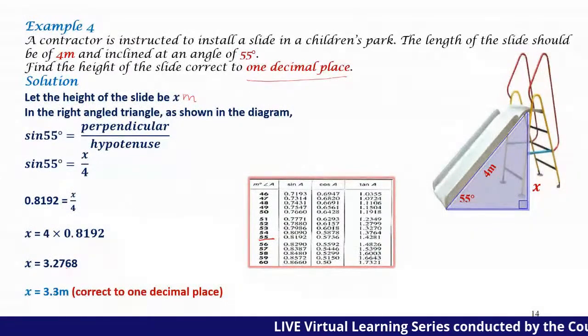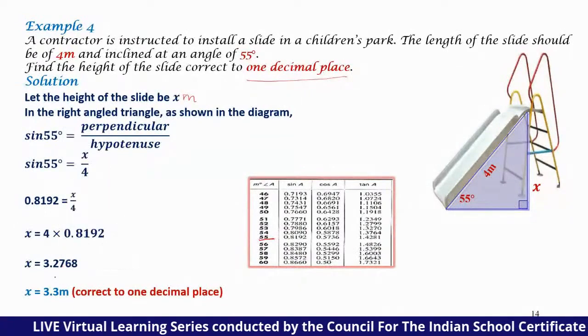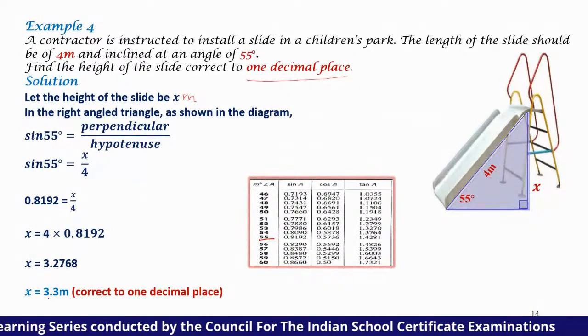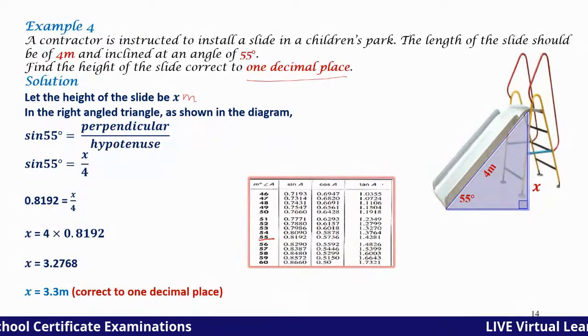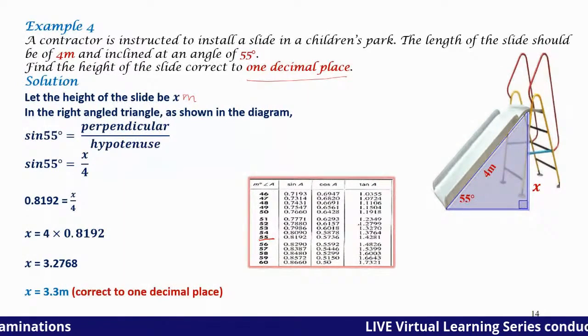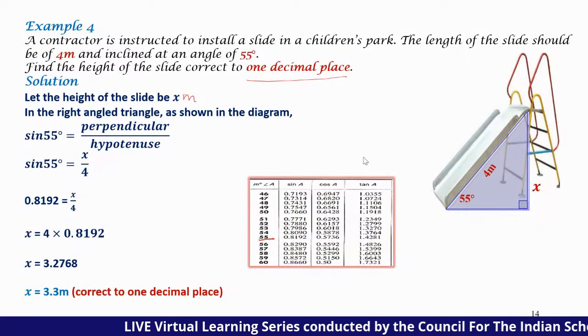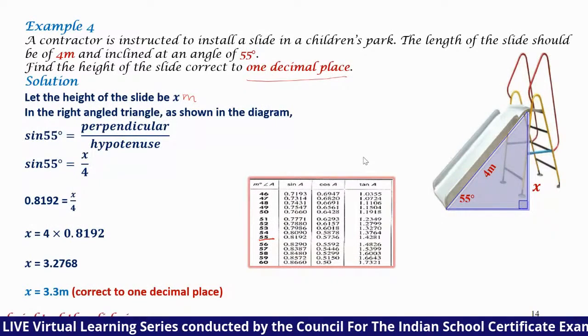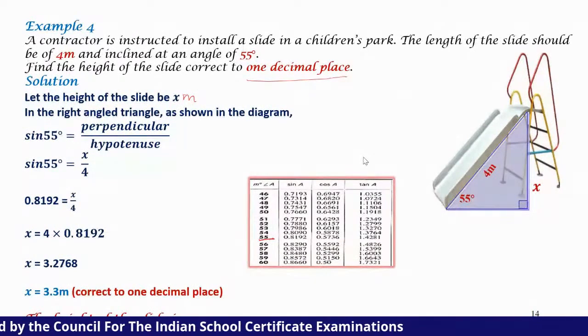3.2, that is 2, the next number is 7, greater than 5. So we round it off and we've got 3.3 meters correct to 1 decimal place. So the height of the slide has to be 3.3 meters. Quite a steep slide, I must say. So height of the slide is 3.3 meters.